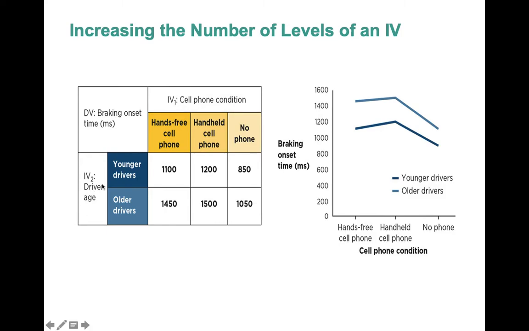In this case, it would either need to be a between or a mixed, because we can't have both young drivers and old drivers participate in both levels of this IV, because this is a participant variable, it's not a manipulated variable. So the 2 different options in this particular research study would be to use a completely between subjects design, where you've got different participants in each of these 6 cells, or they could use a mixed design where young drivers participate in all three conditions of the cell phone condition and old drivers participate in all three conditions of the cell phone condition.